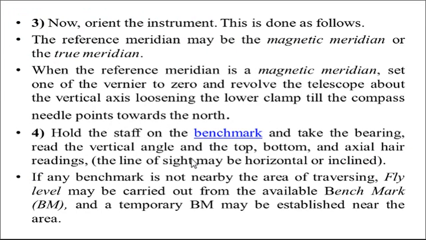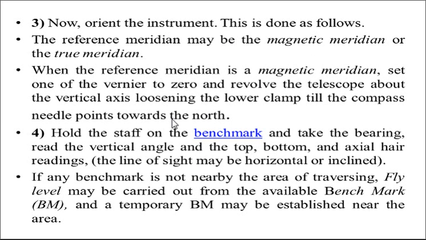Third step: now orient the instrument. Orientation is what we have studied in the case of the theodolite and also the plane table. So we have to orient the table towards the magnetic direction. Now orient the instrument, and this can be done with reference to a meridian, maybe the magnetic meridian or the true meridian. Generally we can do the orientation with the magnetic meridian.